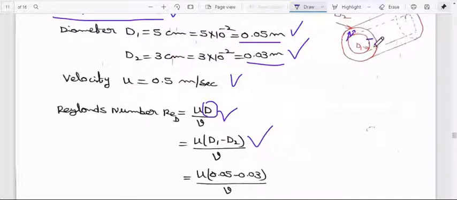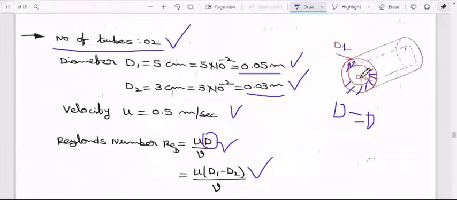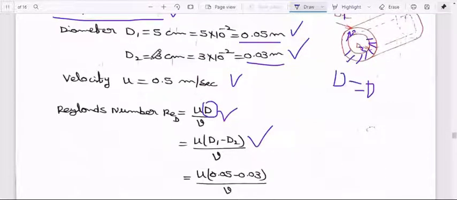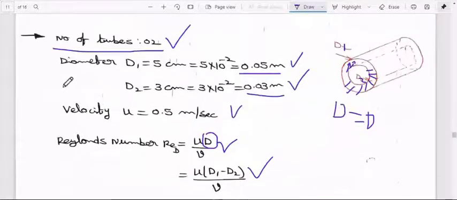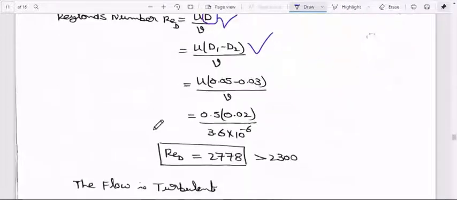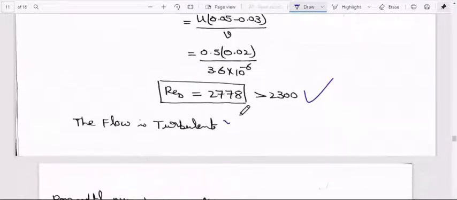Here this is the fluid flow region. It indicates the capital D is equal to the higher diameter minus the lower diameter, so D1 minus D2. Here this is D1 and this is D2. D1 equals 5 centimeters and D2 equals 3 centimeters. We need to substitute these values, with U equal to 0.5 meters per second. Substituting these values, the Reynolds number is greater than 2300. This is turbulent flow.